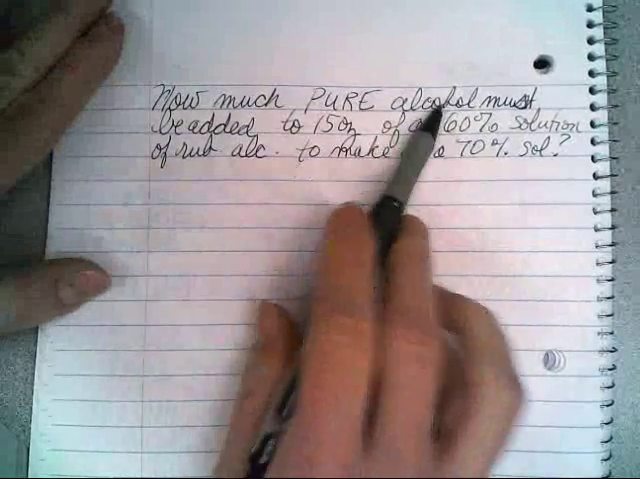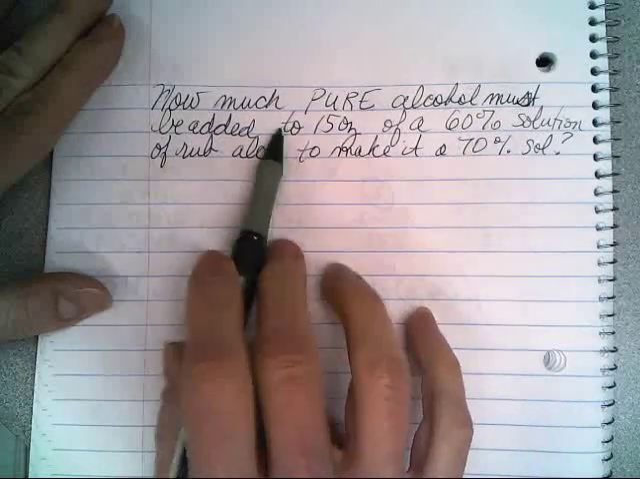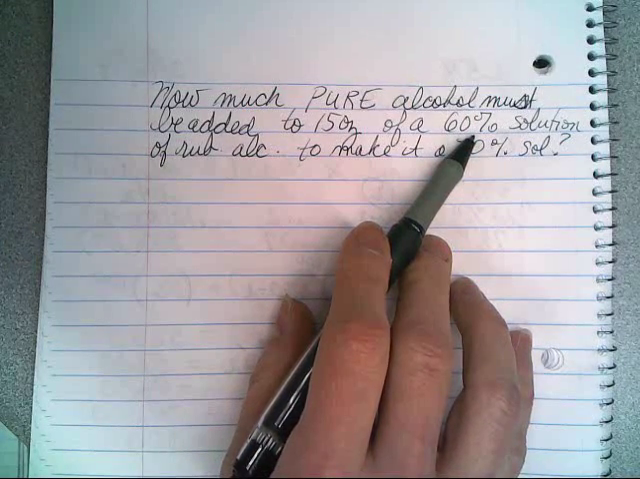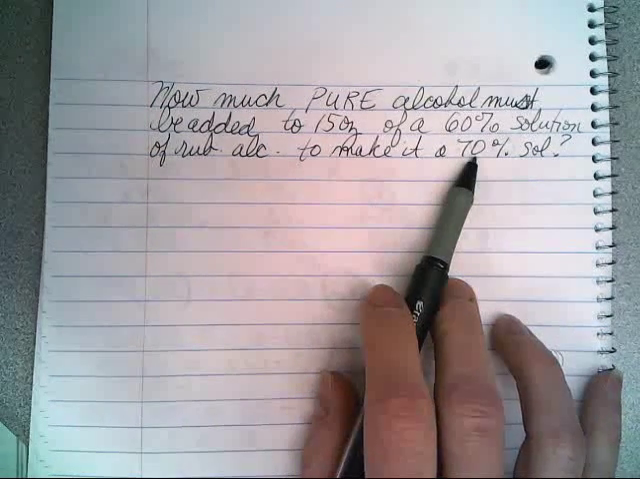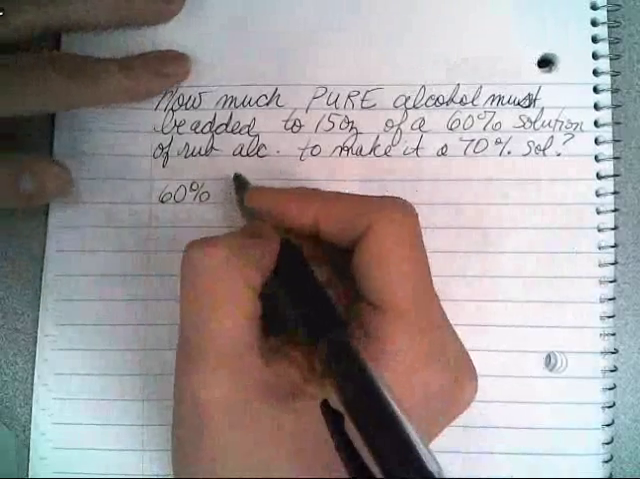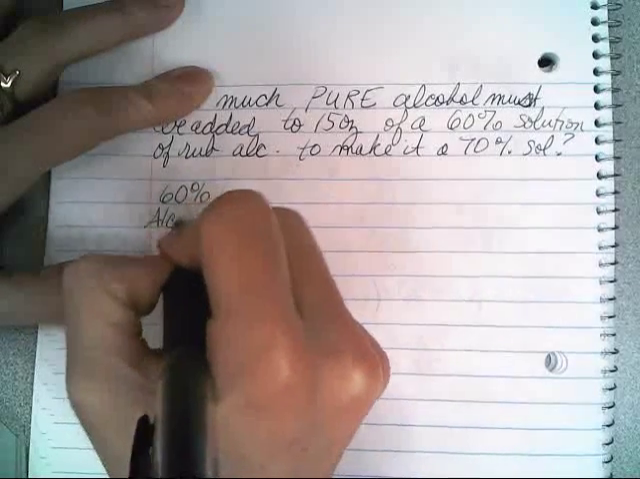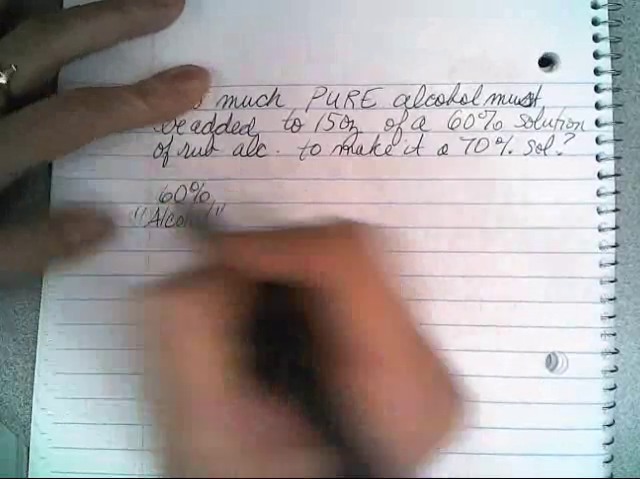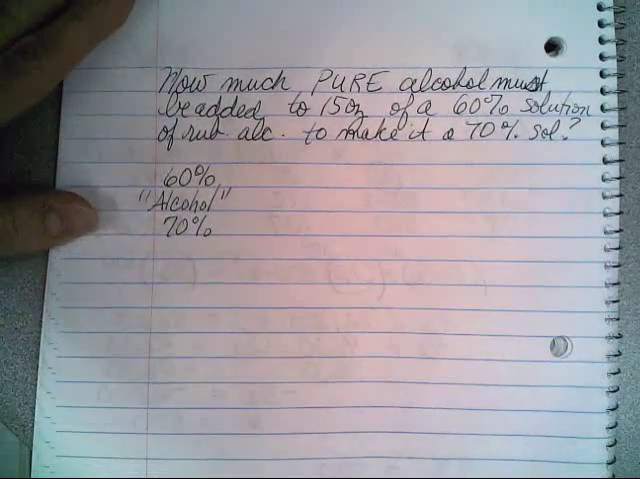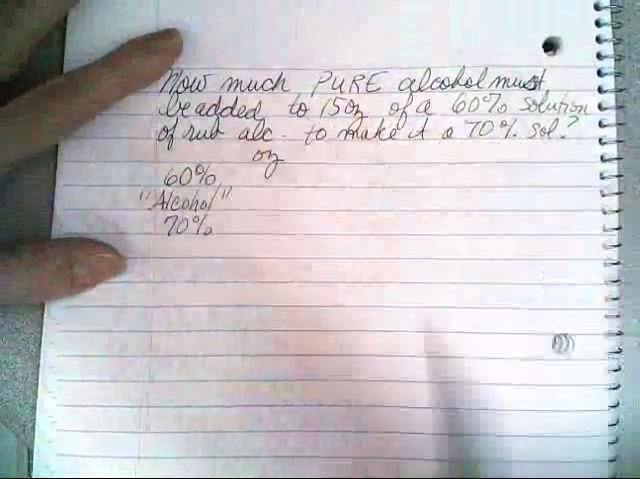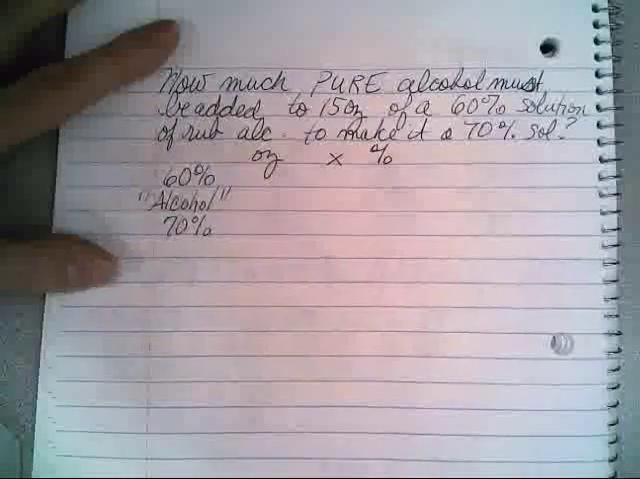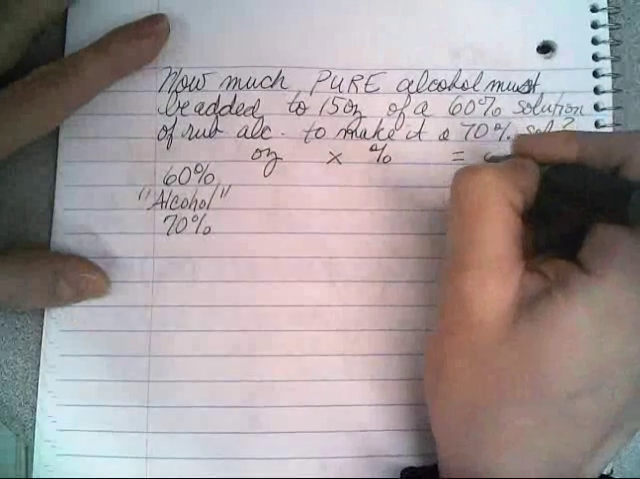How much pure alcohol must be added to 15 ounces of a 60% solution to change it to a 70% solution? So we've got two things going on, changing everything to something completely different. We're working in ounces, the other one was in milliliters, but we're still multiplying it by percentages to obtain a new type of alcohol.